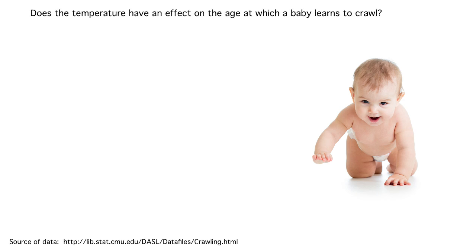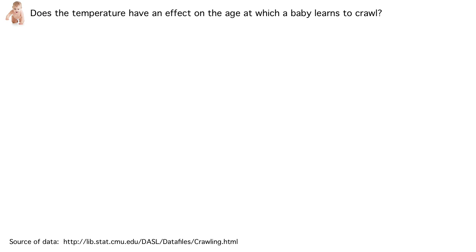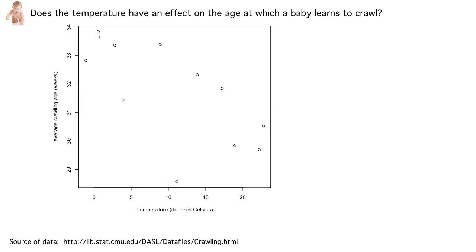Now let's take a look at a particular example. A study published in 1993 was interested in how the conditions that babies experience affects the development of their motor skills. In particular, the research asked the question, is a baby more likely to begin crawling earlier or later, depending on the season, as characterized by the average temperature when he or she learned to crawl? In this study, they looked at 414 babies.